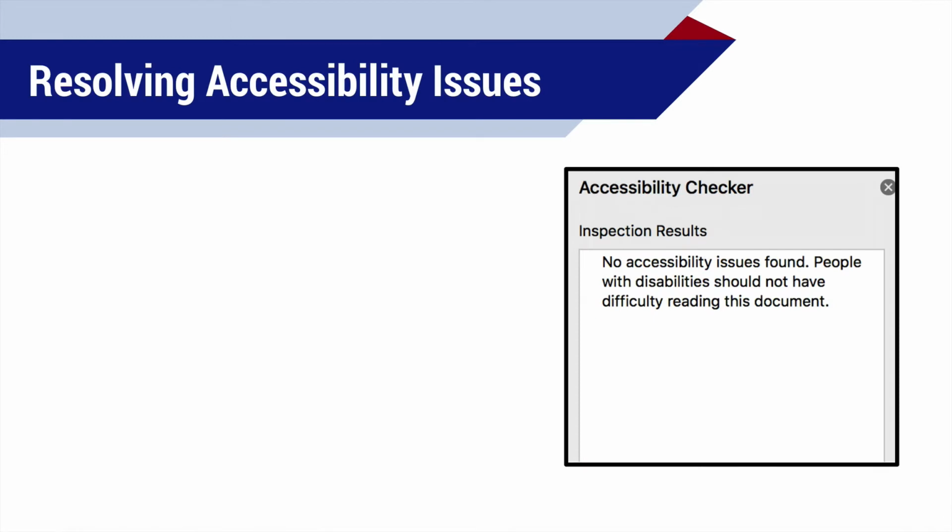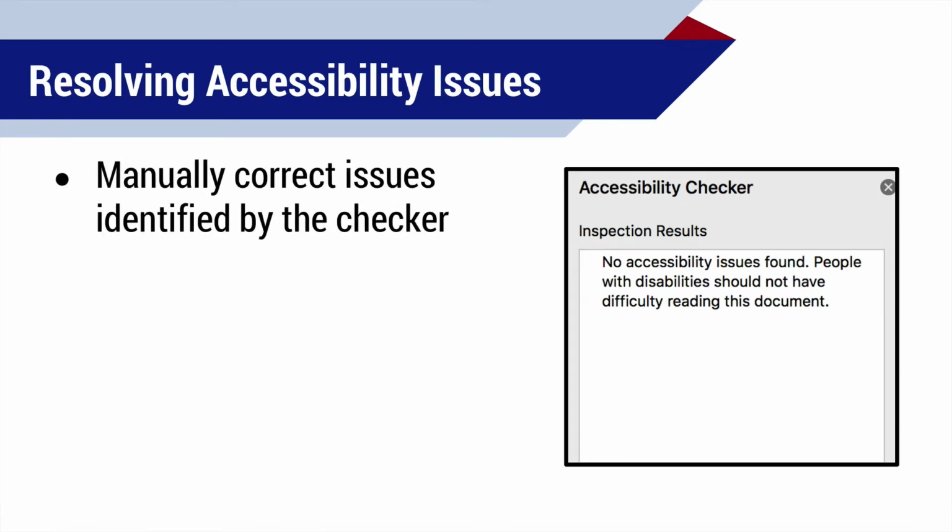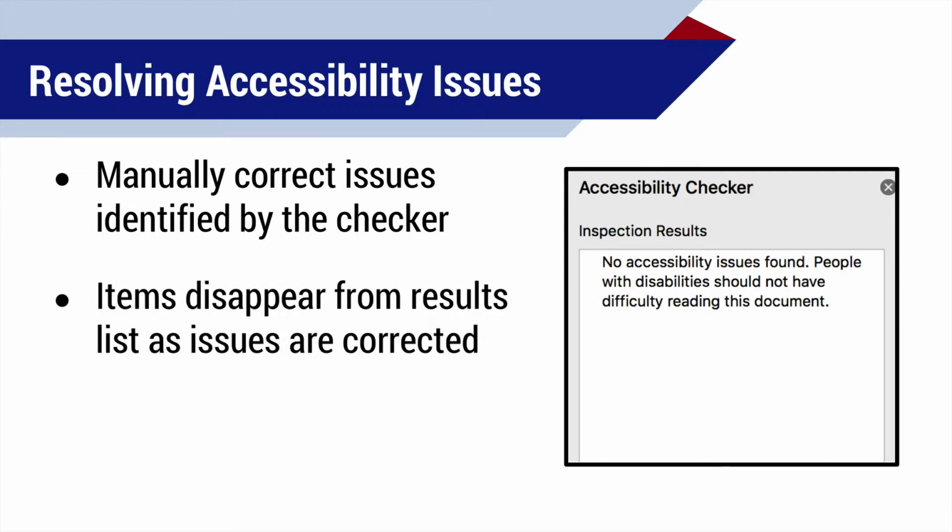One of the most important things to remember about all accessibility checkers is that they can alert you to issues. But you still need to take the necessary steps to correct those issues. So, don't forget to fix as well as check your files. As you correct the accessibility issues, you'll see that they disappear from the checker results list. And if you fix all the issues, the checker will display a No Accessibility Issues Found message.